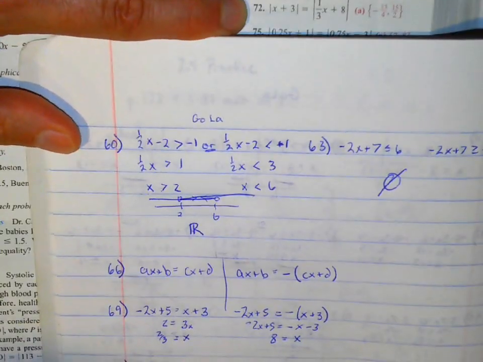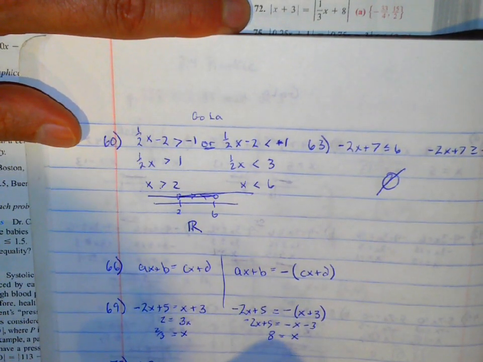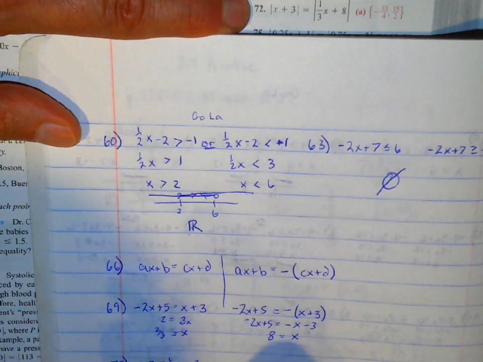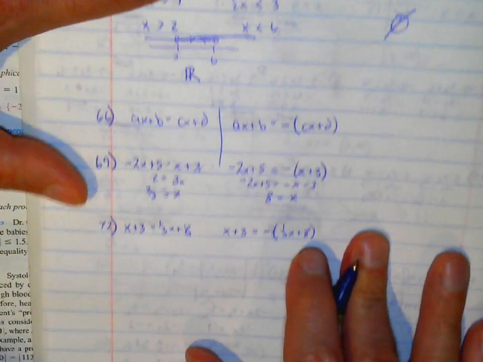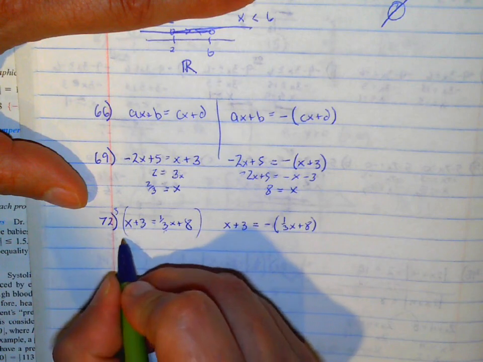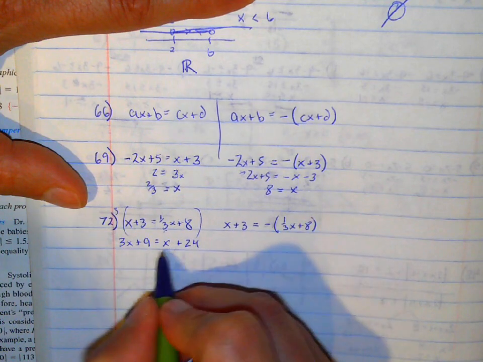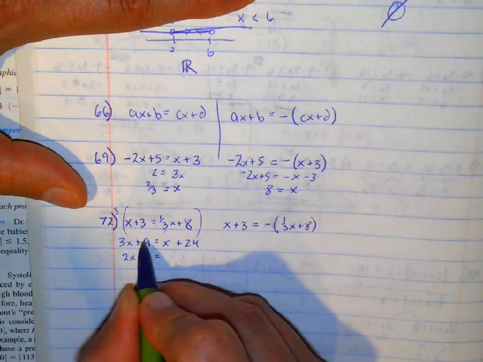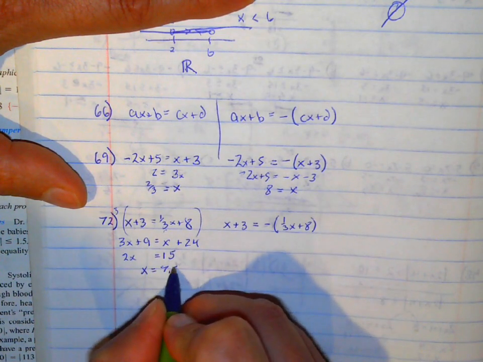72. Okay, I'll just write it down here and then show you my work. One of them is equal to the original, and the other one is equal to the opposite of 1/3 x plus 8. Let's multiply it all by 3, just to get rid of the 1/3. So 3x plus 9 is equal to x plus 24. Subtract that x over, subtract that 9 over, and I get 7.5 or 15/2.